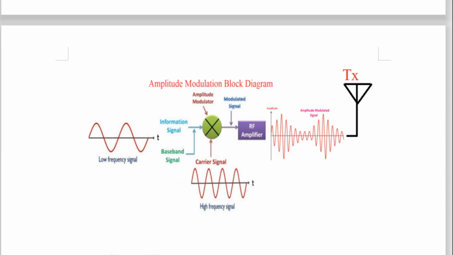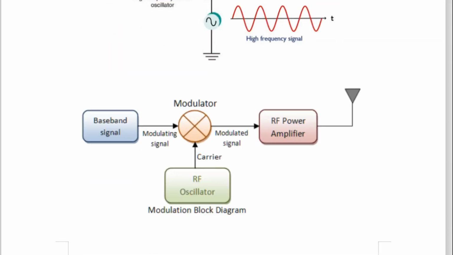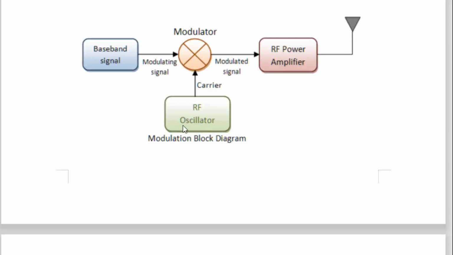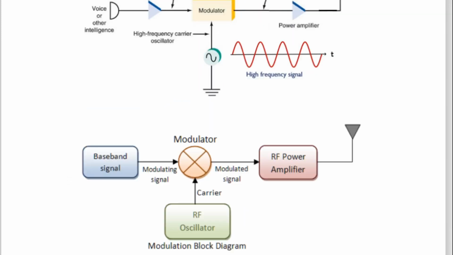And now we are going to detail it slowly. Here again, this carrier signal is generated by what? By the radio frequency oscillator. So here we have written carrier signal, applied as a high frequency sine wave. But which circuit generates this? The radio frequency oscillator. So here you can see the RF oscillator, this is the baseband signal, and this is the modulator, and this modulated output is here the modulated signal, then the RF power amplifier, and then the antenna.